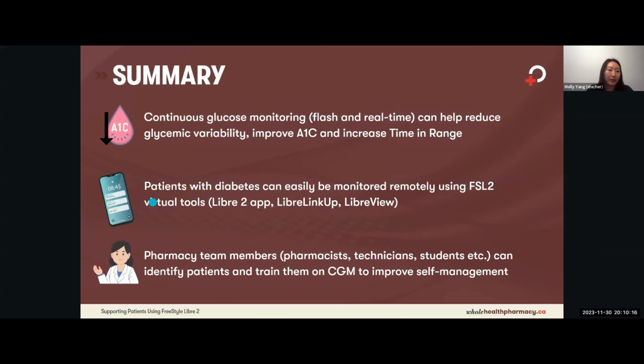As a second point, there are a lot of apps and platforms out there to help patients, caregivers, and healthcare professionals better self-manage and empower patients to understand their diabetes and take control of their management. And as a last point, pharmacy team members, including pharmacists and other team members, can identify patients that might benefit from continuous glucose monitoring and train them, help them understand the apps and the reports that they can use, and help pull that up whenever they're visiting at the counter to improve their self-management.